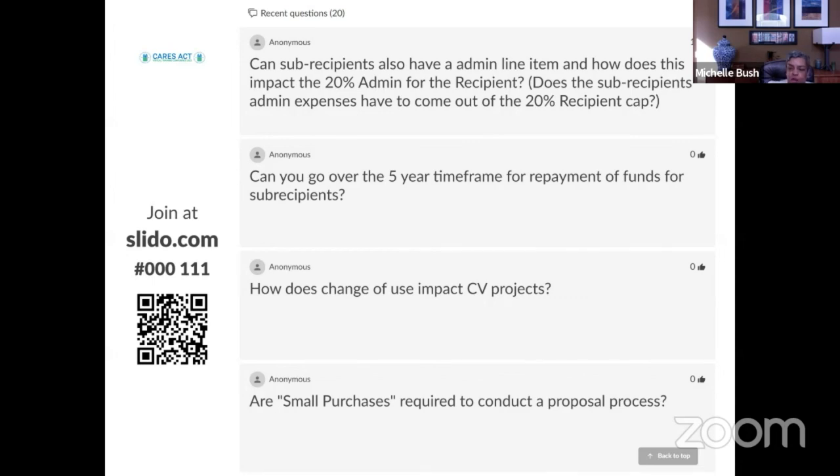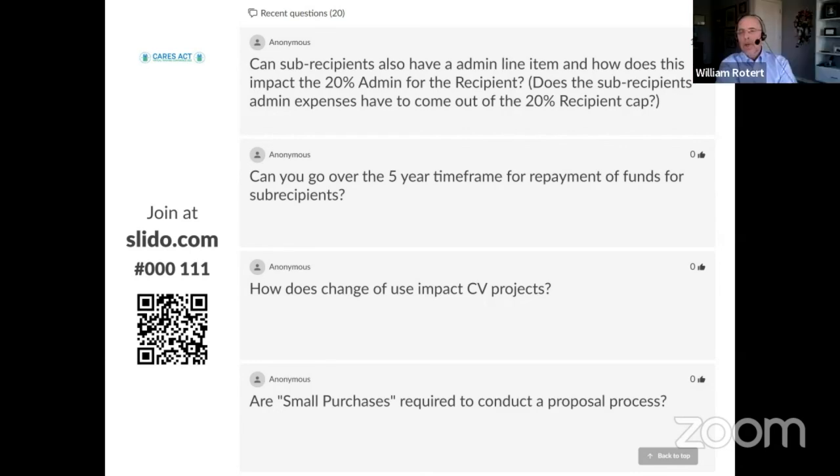Okay, anything you all want to add to that, Bill or Dion? Okay, can subrecipients also have an admin line item? And how does this impact the 20% admin for the recipient? Does the subrecipient's admin expenses have to come out of the 20% recipient cap?